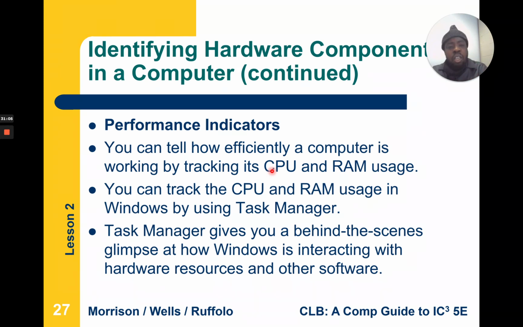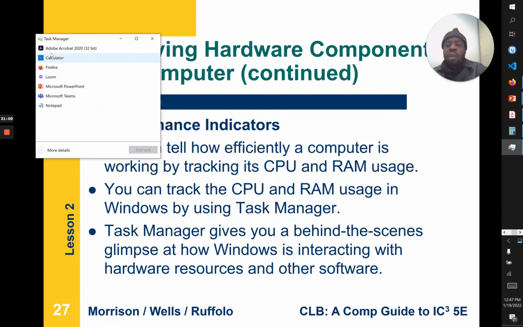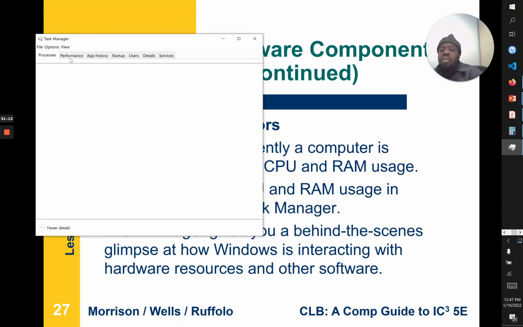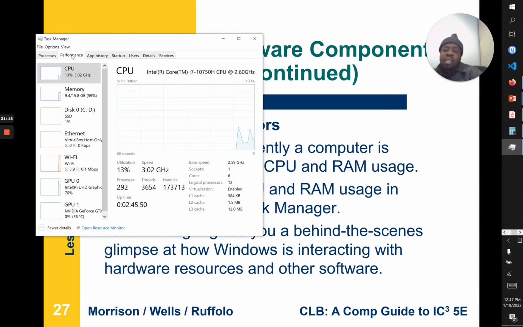Control Alt Delete. You see? Now, you see what is coming up? Task Manager. You can see more details. You can see the performance of your PC. You can see it here. You can see the memory. You can see disk. These are the things that are taking place on the PC.